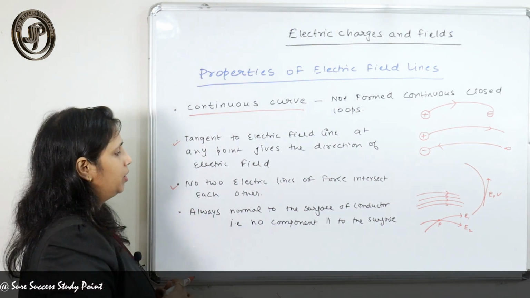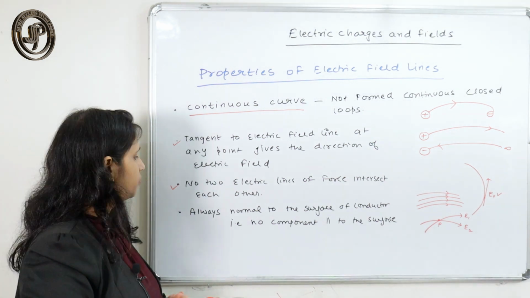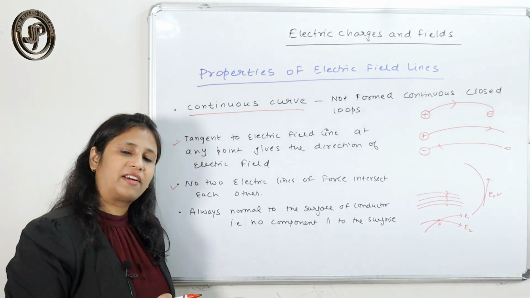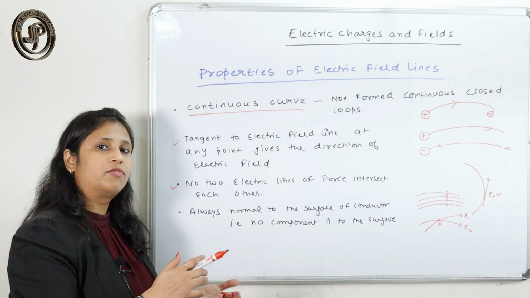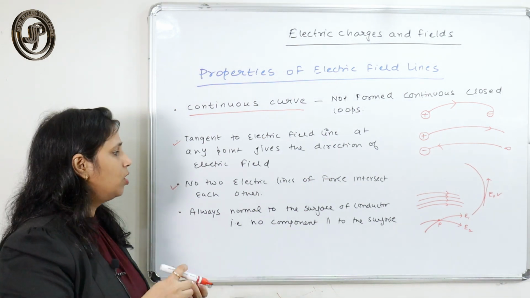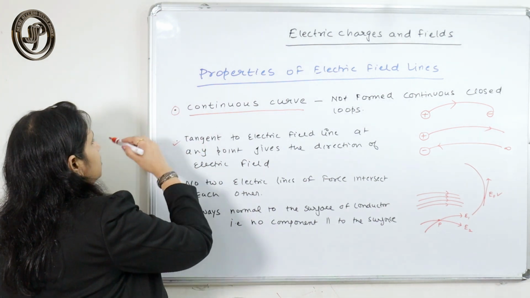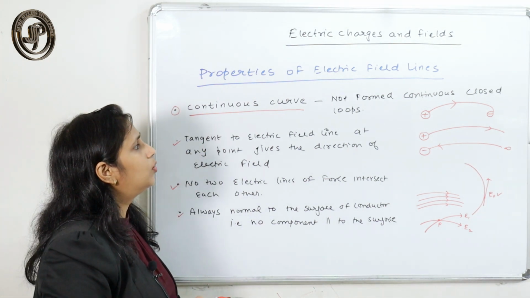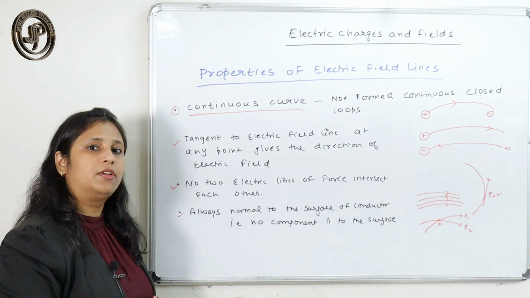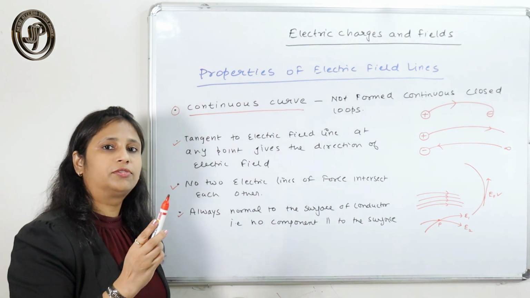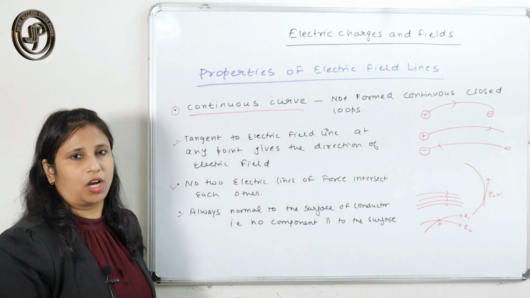And the important point is that they are always perpendicular or normal to the surface. No component of the electric field is parallel to the surface. So if it is a surface, the electric field line always falls perpendicular to it. If by chance it is asked why they don't form continuous closed loops, your answer will be because they start from the positive charge and end at the negative charge.